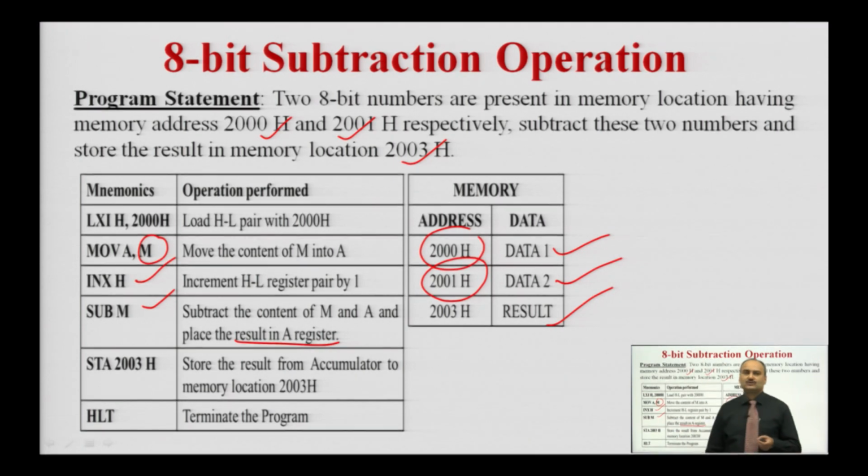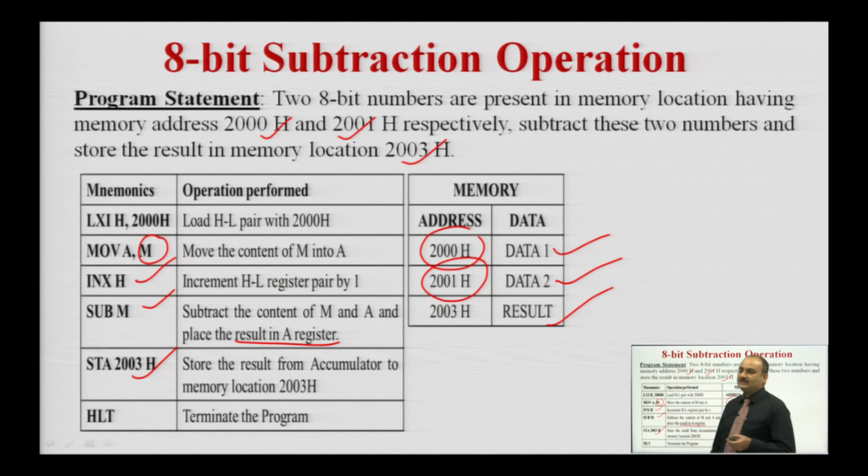So, after the execution of this SUB M instruction, the microprocessor will subtract the content of memory from the content of accumulator and store the result into the accumulator. Then we need to store this result into the memory location having address 2003 H. So, we use instruction STA 2003 H.